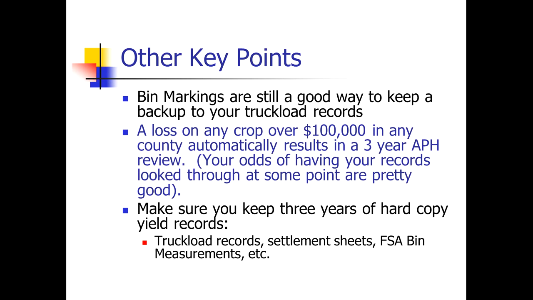Other key points on this: bin markings are still a good way to keep a backup of your truckload records. A loss on any crop over $100,000 in any county automatically results in a 3-year APH review. I should have changed that slide out.